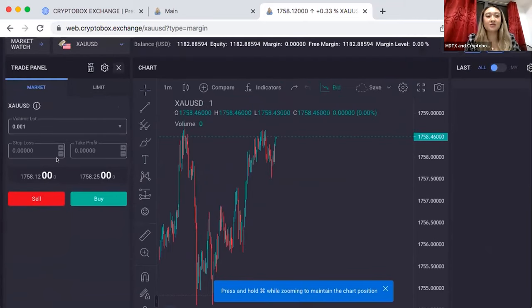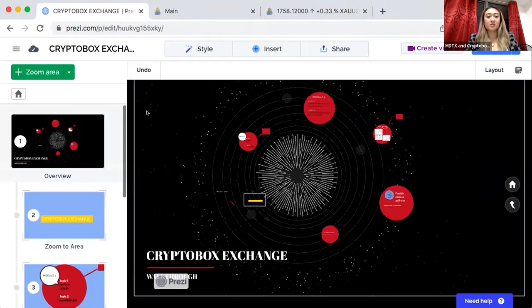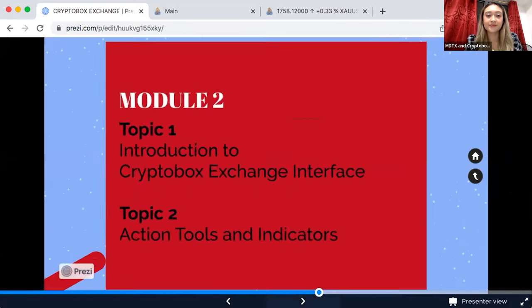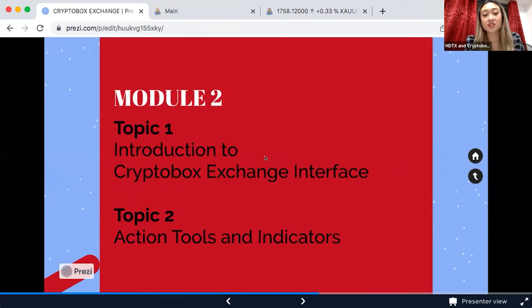I'm just going to go through again really quickly what is under the market tab. I will be showing you the trades in the next module, which will be in the next trading training. For today's module, sorry, I clicked on the wrong screen. Today's module will just be under topic one, which is the introduction to the Cryptobox exchange interface. So I'm just going to be introducing the interface for today.